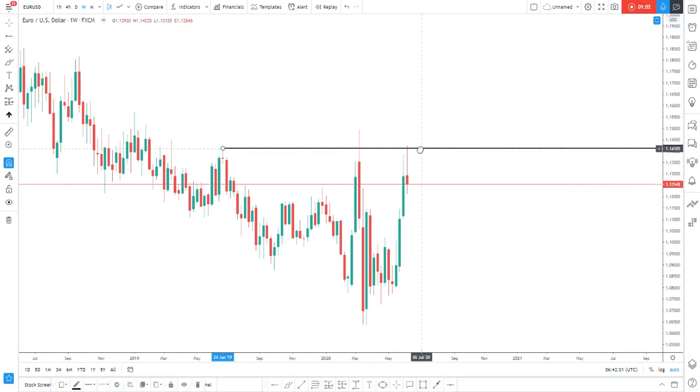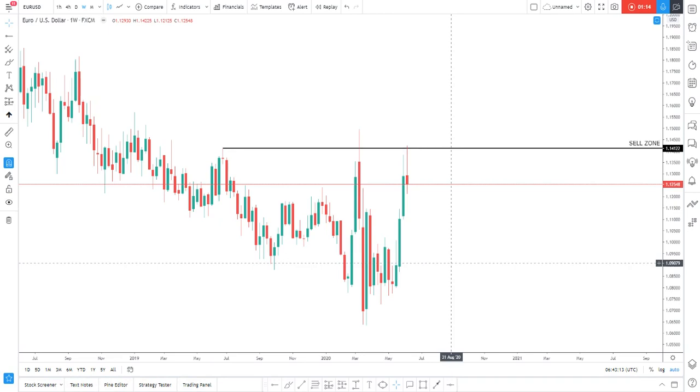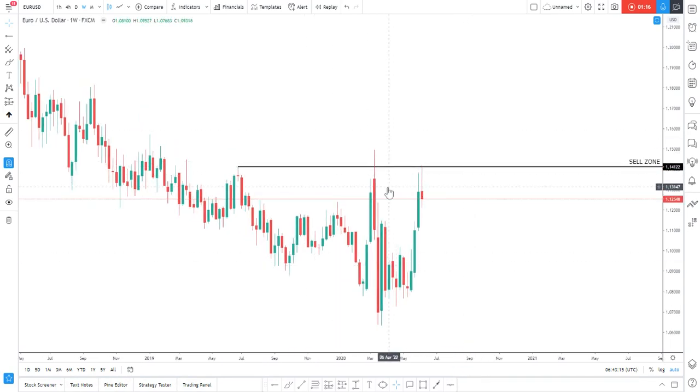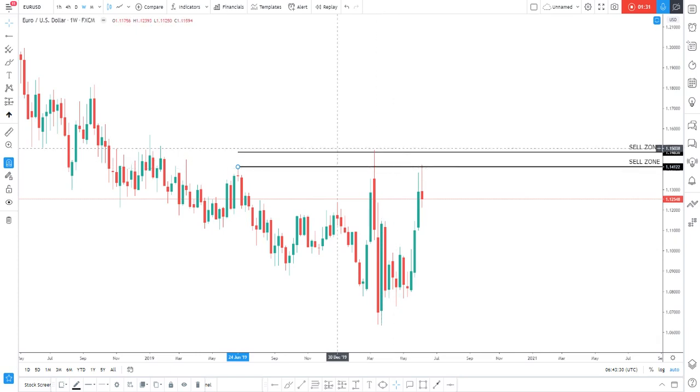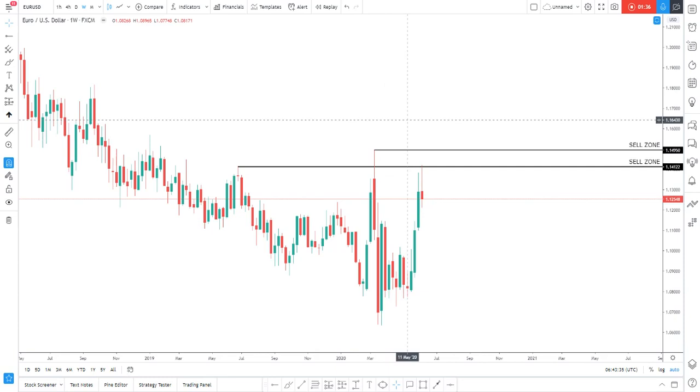Then I can say this is a sell zone. And now knowing this is a sell zone and watching it closely, one, two, three rejections, three times, and this is also an area of sell zone. I can just paste it out. Yeah, brilliant.